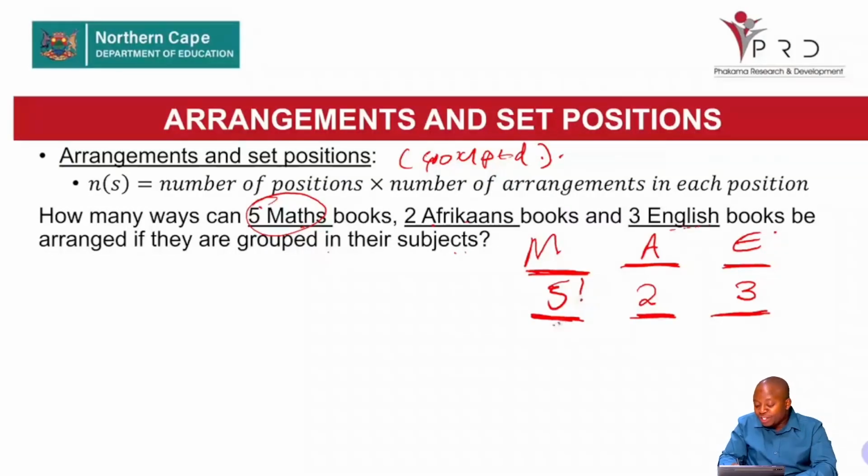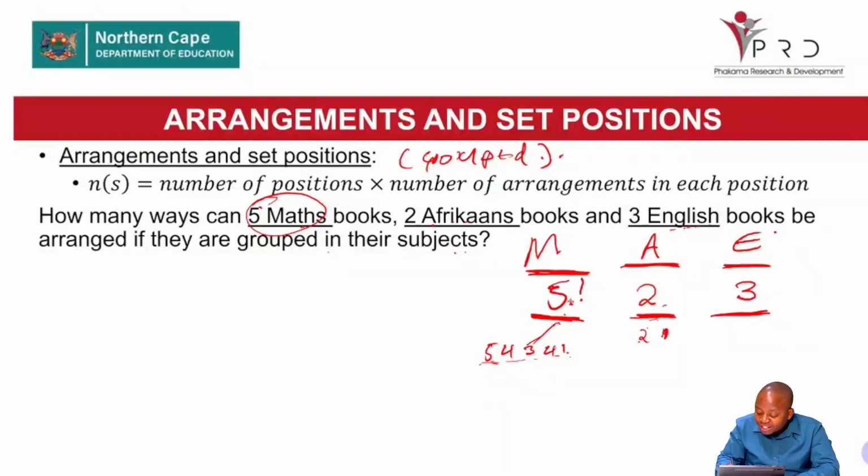So in this slot, if you think about it, to make it more complex, let's hope you're not getting confused with this. In this slot alone of Maths, how many choices? 5, 4, 3, 2, 1. So this slot is made up of 5 options. The slot number 2 is 2 Afrikaans books, so it's 2, 1.